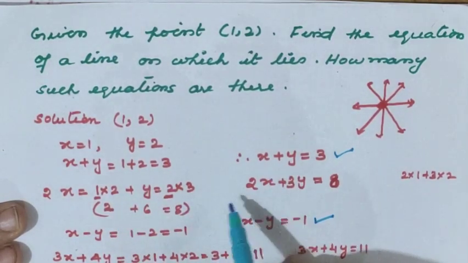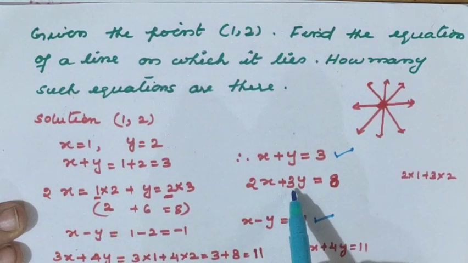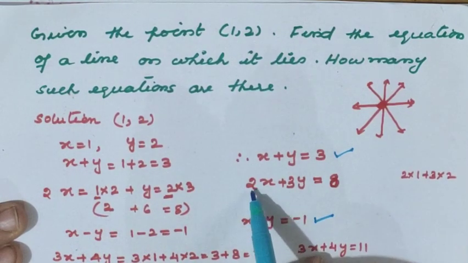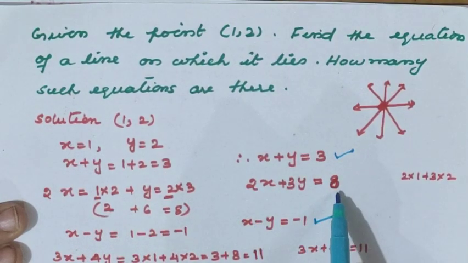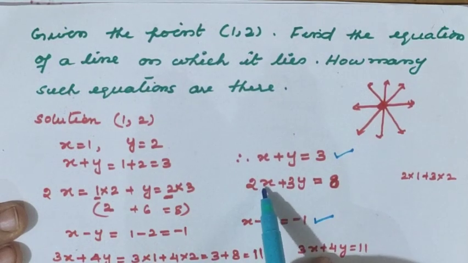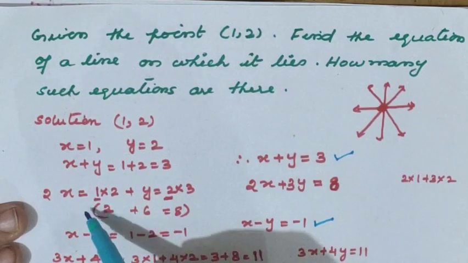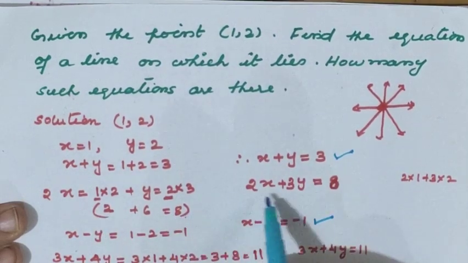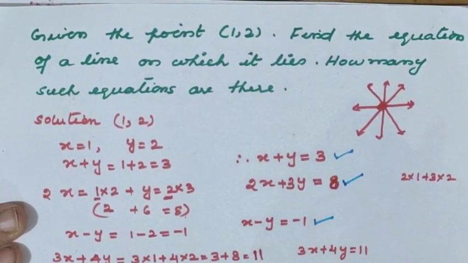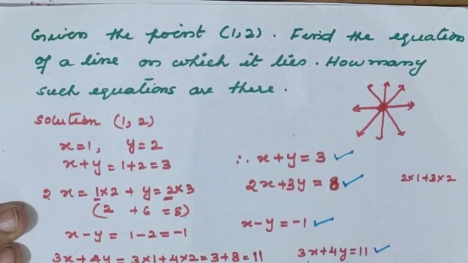Now x we are multiplying with 2 and y we are multiplying with 3, so 2x plus 3y equal to 8. So how are we getting it? 2 into 1 is 2, 3 into 2 is 6, so 2 plus 6 equal to 8. So the equation is 2x plus 3y equal to 8. Now the next one I have taken as 3x plus 4y equal to 11. Now you got from the previous question how to do that one. Just I have shown the equation.